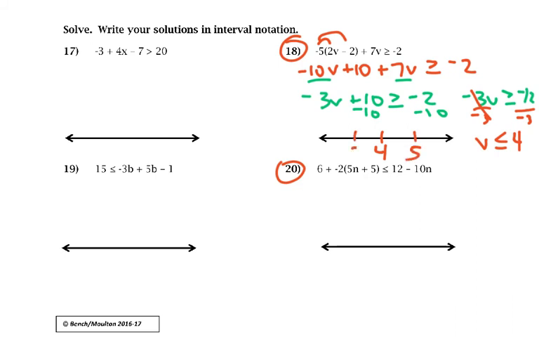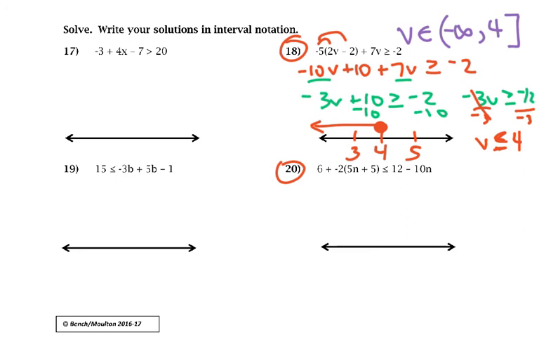You need to have something on either side to show context. Since it has an equal sign, I'm going to have a filled in dot. And v is less than, so it's going to go that way. So those are my solutions. Now it says write in interval notation. So my interval notation will be v is an element of, my interval starts at negative infinity and it ends at 4, and that's inclusive. So I'm going to have a square bracket on that one.